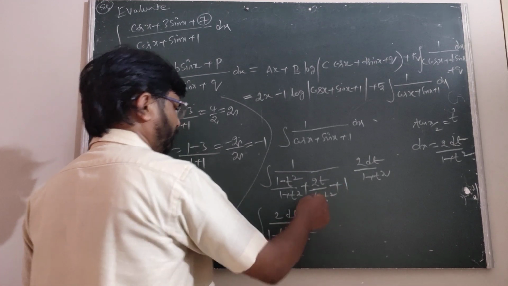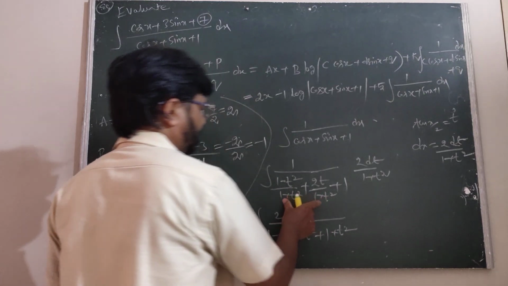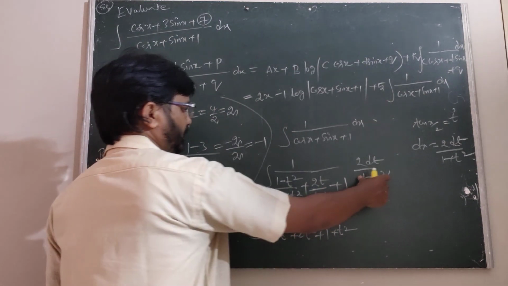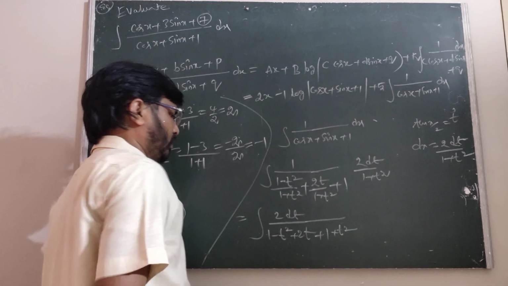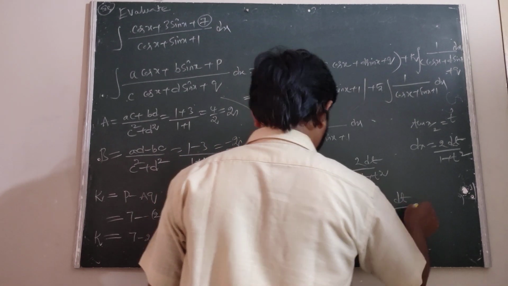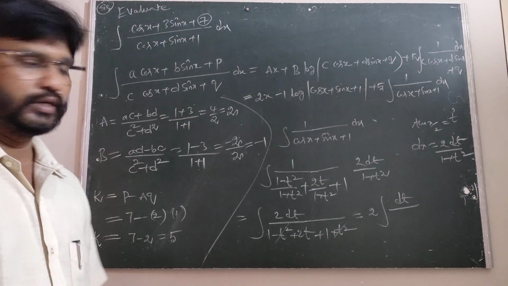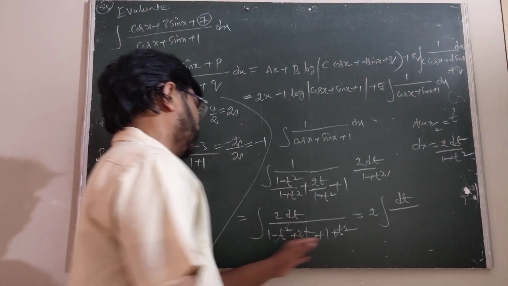Now we have to multiply with 1 plus t square. Here the LCM is 1 plus t square. These two are cancelled. Now we can write 2 into dt by (1 minus t square plus t square), the t squares cancel. Now we are getting 2t plus 2.